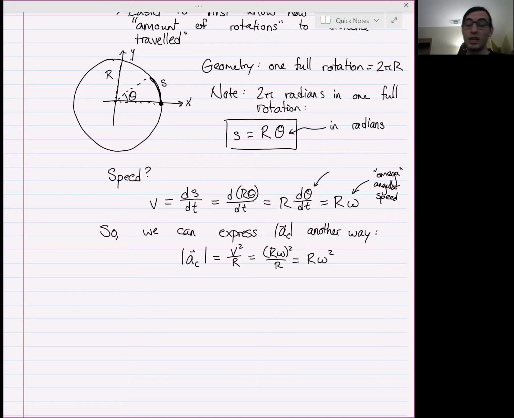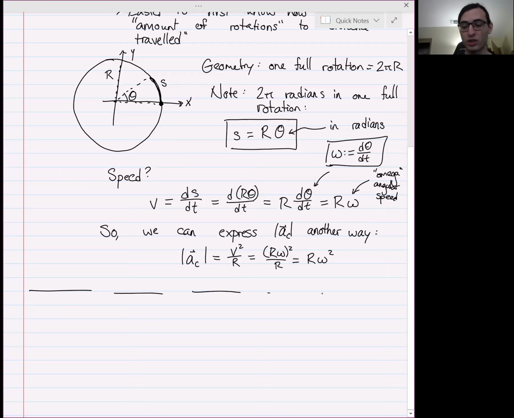Okay, so that's enough for circular motion. This was just to give you a little bit of clarity. Omega is just defined to be d theta dt. That's all it is. Whenever you see d theta dt, just replace it with omega. Omega is just a shorthand for d theta dt, just like how v is just a shorthand for dx dt, or dr dt.